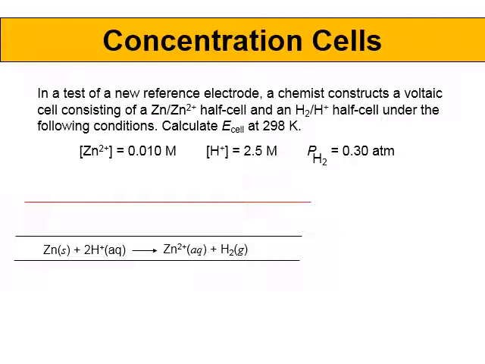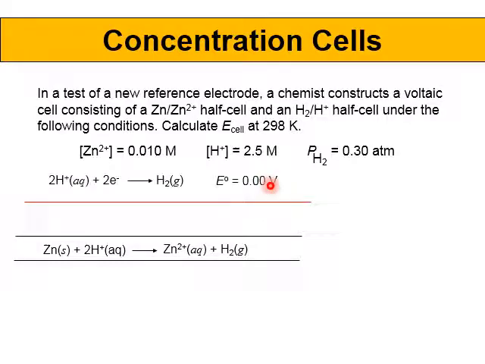Chemists construct a voltaic cell consisting of a zinc over zinc 2 plus half cell and a hydrogen to H plus half cell under the following conditions. Calculate the E cell. You are given these three values: the concentration of zinc, the concentration of hydrogen ion, and the pressure of the hydrogen in atm. Look, this is molar, this is atm. Please focus on this one. First things first, you have to write the half equation for both, zinc and hydrogen.